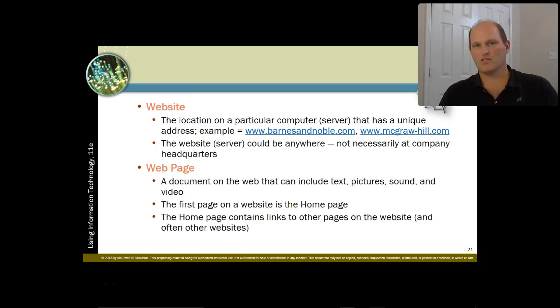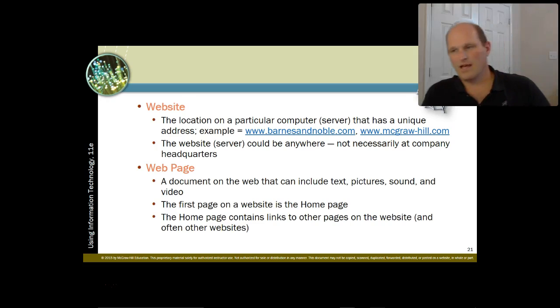So what's a website? This is just a location on a particular computer or server that has a unique address, for instance, www.barnesandnobles.com or McGraw-Hill. A website or server could be anywhere. You might be connecting to one that's next door. You might be connecting to one that's in Australia. You really don't know. A web page is just a document on the web that can include text, pictures, sound, and video.